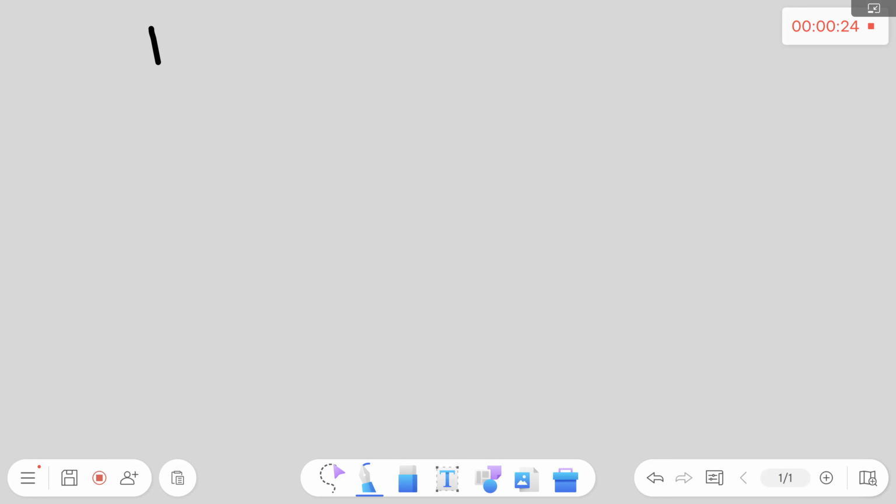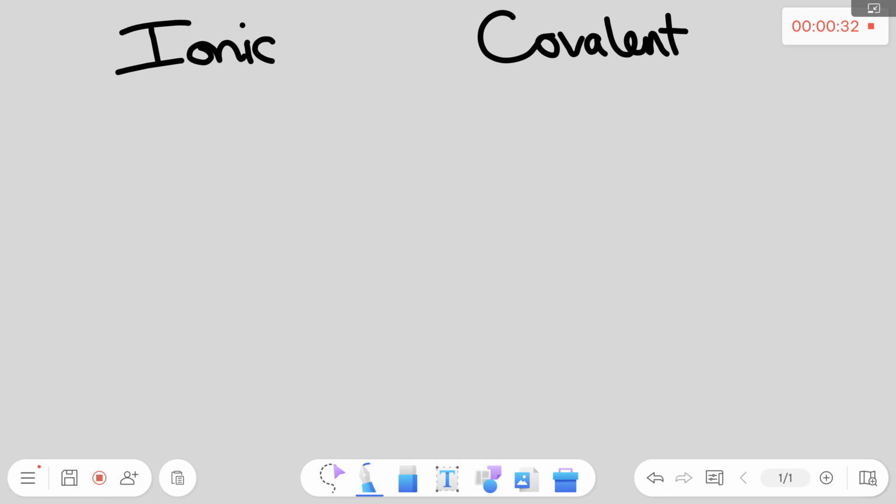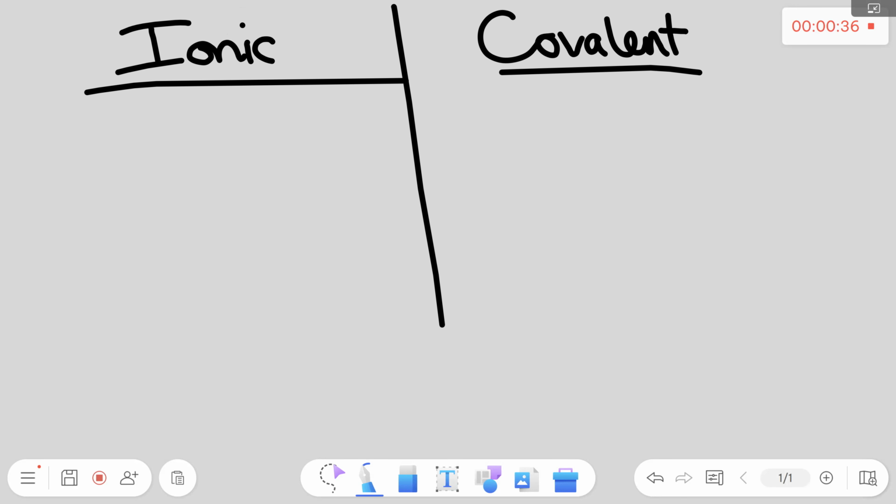We've got ionic. We also have covalent. What determines what? What terms ionic? What terms covalent?